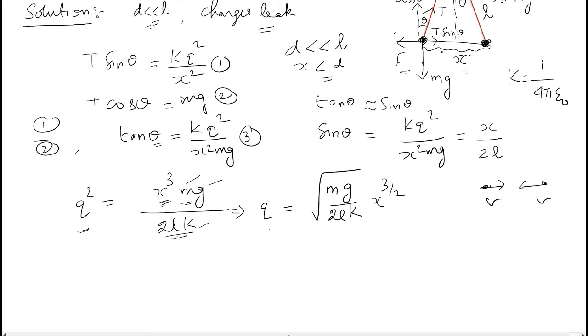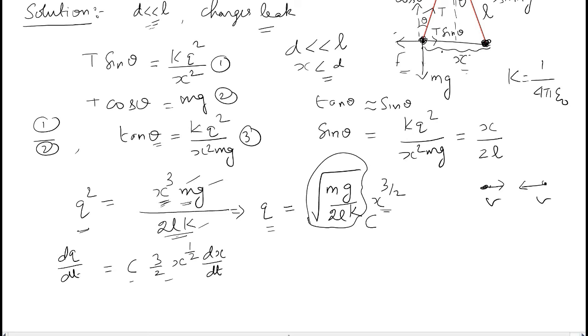But we have to find out the rate of variation of charge on the sphere, for which we have to differentiate this with respect to time. When you differentiate this with respect to time, you consider this constant to be, say, c. So c into differentiation of x power 3 by 2. So 3 by 2 into x power 3 by 2 minus 1, which is half. n into x power n minus 1. c is a constant equal to this. Then dx by dt. We are differentiating with respect to time.